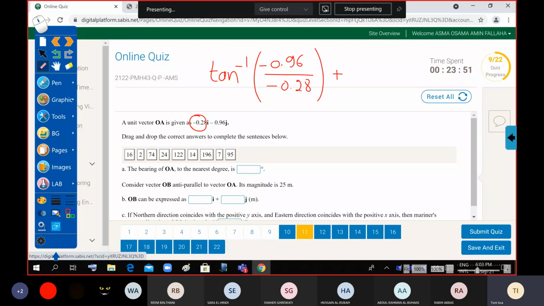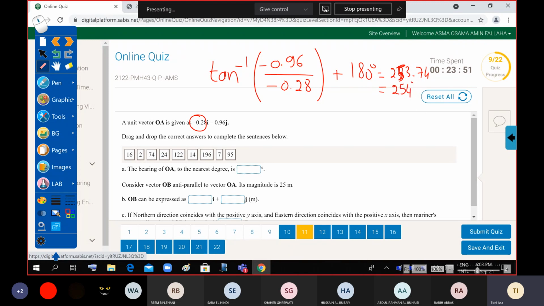But what should I do? I should add 180 degrees. Why? Because the x component is negative. So here the x component is negative. And then when you do this, you will get 253.74. So of course, to the nearest integer, it will be 254 degrees.